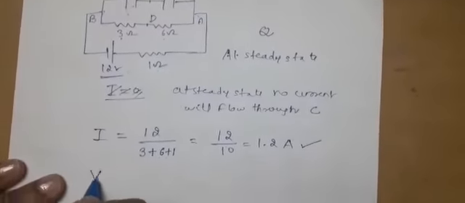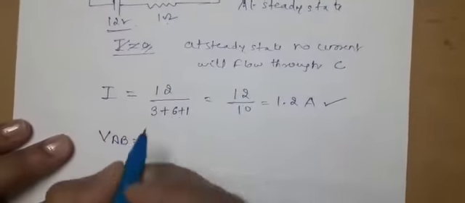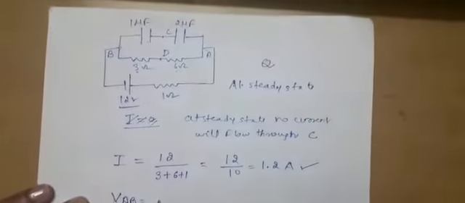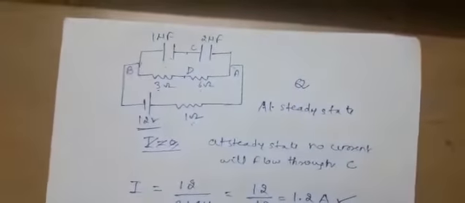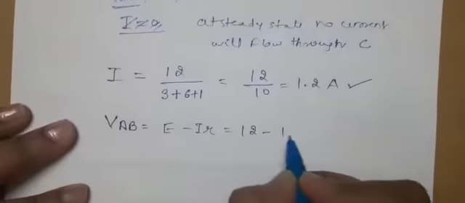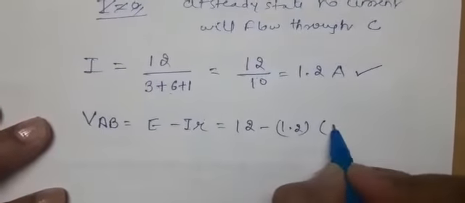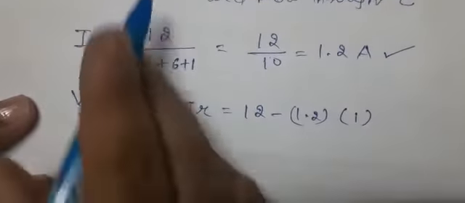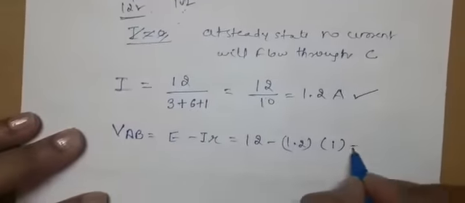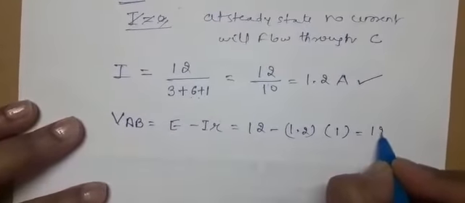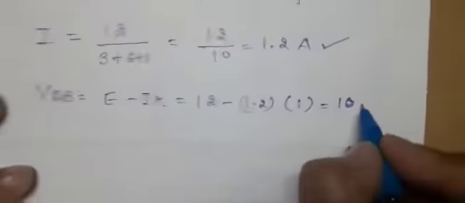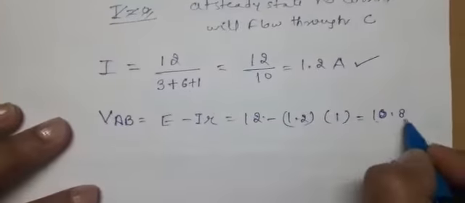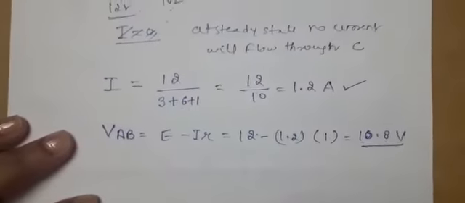So what will be the terminal potential difference VAB? It will be given by E minus Ir, where E is 12, the current I is 1.2, and the internal resistance that is given to be 1. This should be the internal resistance of the cell. So it will come out to be 12 minus 1.2, which is 10.8 volt.